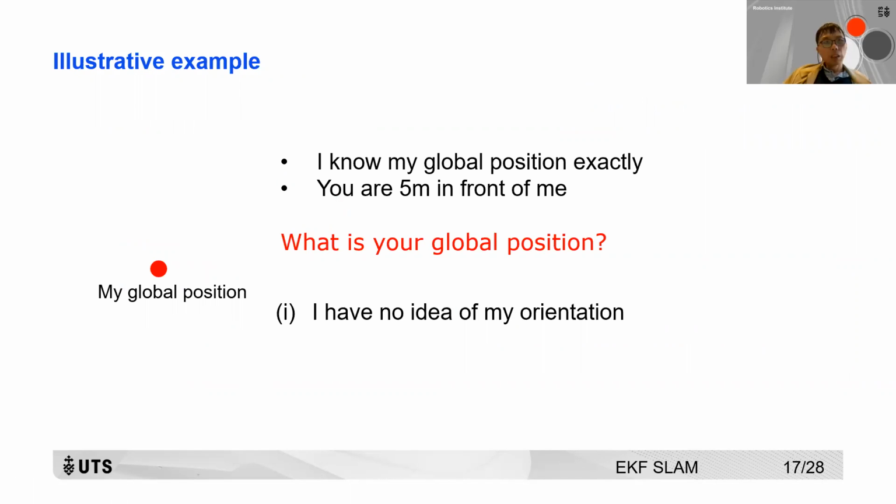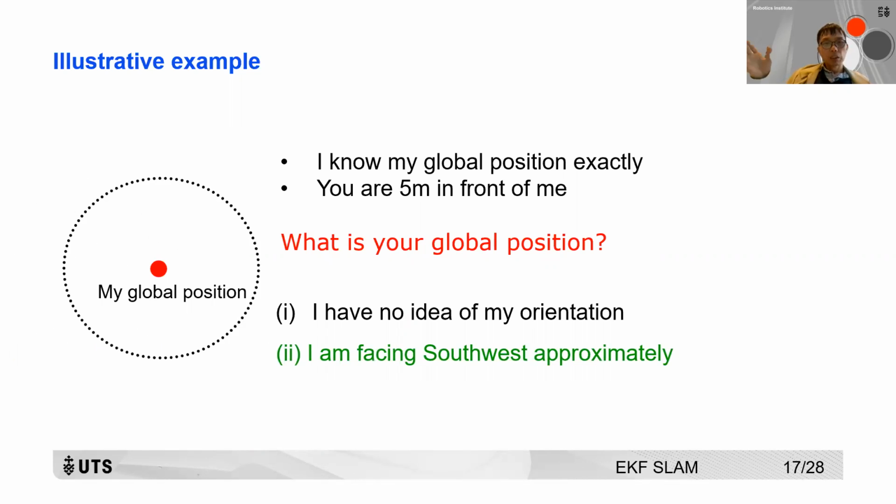This can be clearly illustrated using this example. Just imagine I know my global position exactly, and you are 5 meters in front of me, right? And then what is your global position? In the first case, if I have no idea about my orientation, I know you are 5 meters in front of me, then you can be anywhere on the circle with a radius of 5 meters. And if I know I'm facing southwest approximately, then you will be somewhere here.